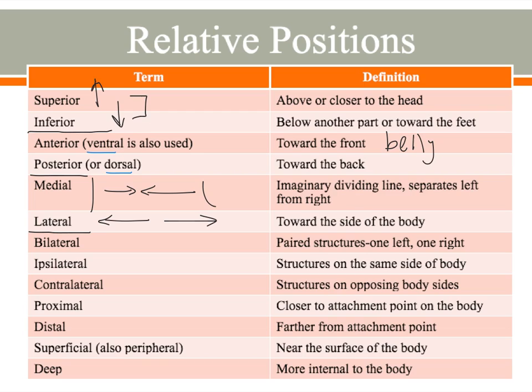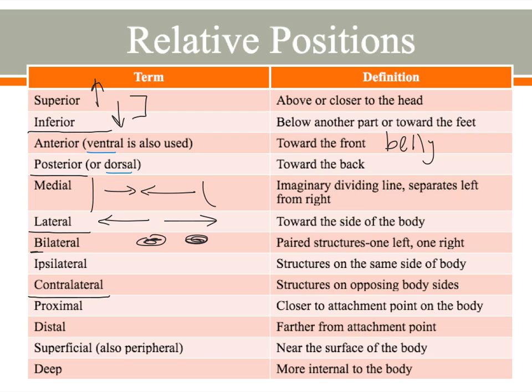The next three terms all kind of go together because they describe different kinds of sides. So bilateral means on both sides, like your eyes. There is one on each side of the body. Bi means two. Bicycle means two wheels. Bilateral means two-sided.